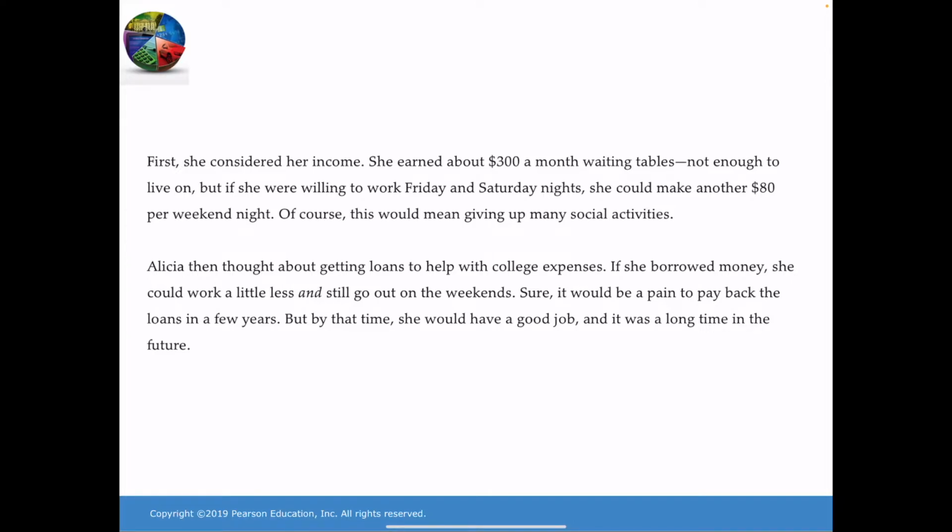Alicia then thought about getting loans to help out with college expenses. If she borrowed money, she could work a little less and still go out on the weekends. Sure, it would be a pain to pay back all the loans in a few years, but by that time she would have a good job, and it was a long time in the future.